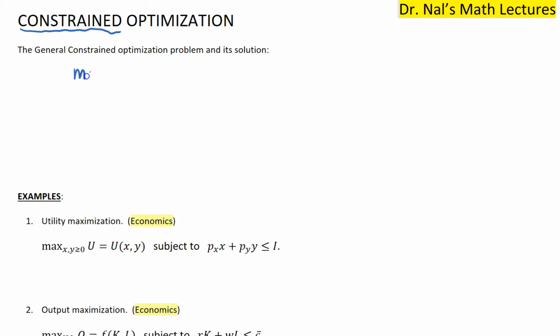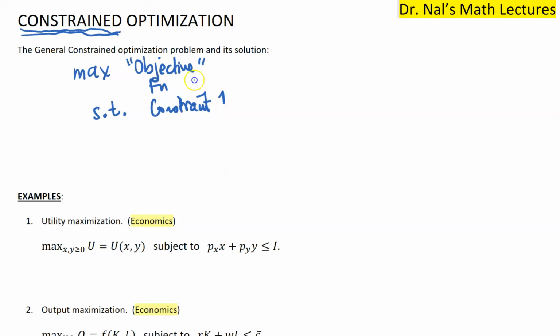So basically the general optimization problem looks like this. We maximize a certain objective function, and now the additional thing, the constraint: we will be subject to a certain constraint, constraint 1. So you might have multiple constraints, right? Constraint 2 and so on, constraint n. So you might have n constraints, for example, right?